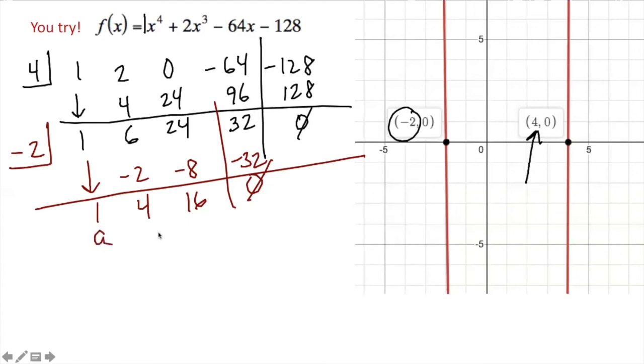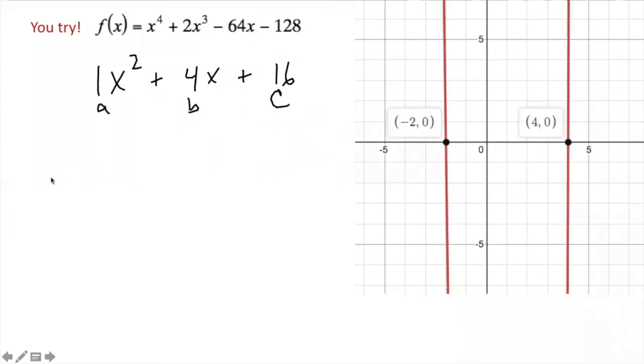So now this is our A, B, and C. So we've got 1x squared plus 4x plus 16. Does not appear to me that can be factored because I don't think there's anything that multiplies to 16 that also sums to 4. So again, we are back to the quadratic formula. Okay, so let's hit the quadratic formula.